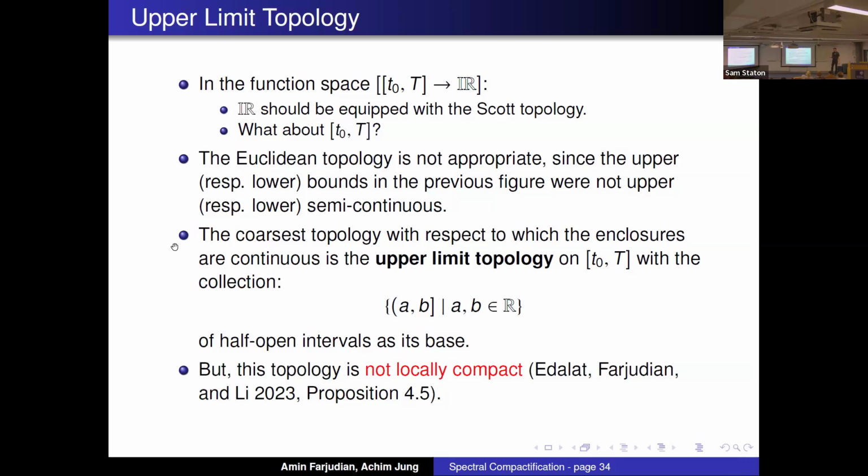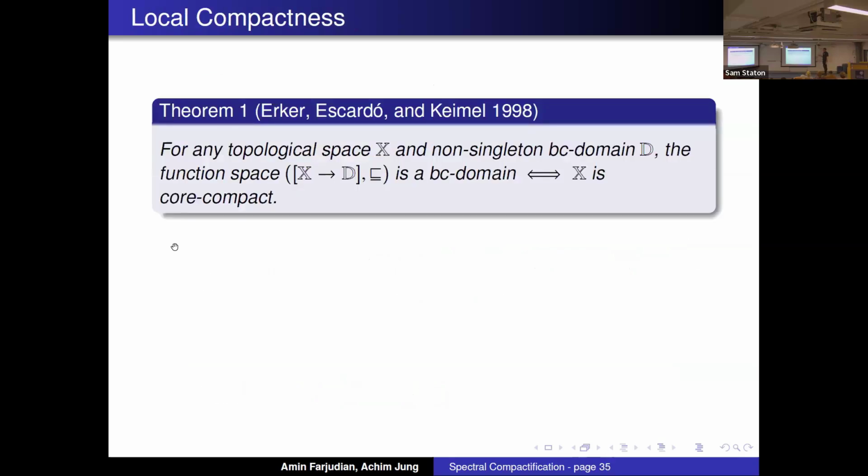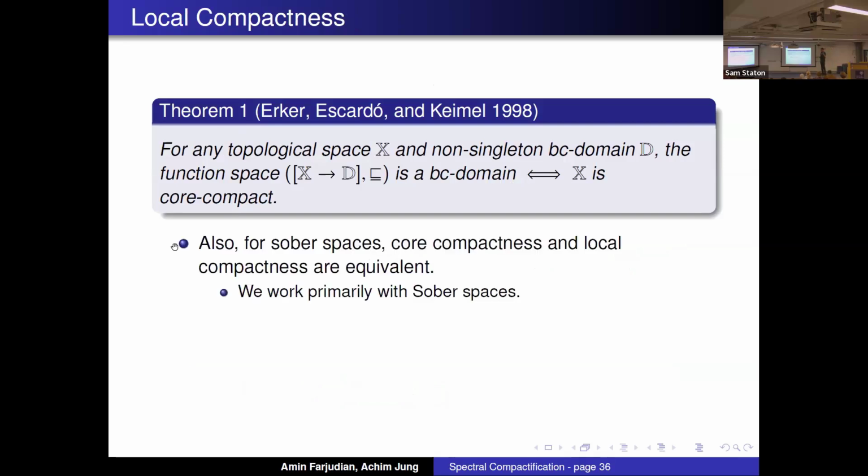But for those of you who may not know why not being locally compact causes a problem, we have got this theorem. This theorem in its form doesn't appear in the paper that I've cited, but the proof can be found in two different parts of the paper. So I've just written it as a theorem. If you have a topological space X and a non-singleton BC domain D, then the function space is a BC domain if and only if X is core compact. Again, if you've forgotten what core compact means, it's just that the lattice of open sets is continuous. But you don't even need to know that, because in our setting, core compactness really means local compactness, because all the spaces that we work with are sober.